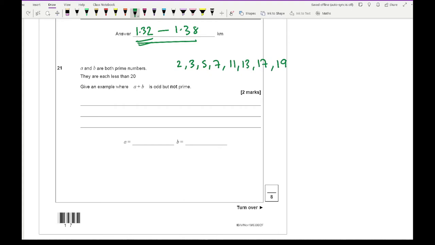So what I need to do is add them so that it's odd but not prime. Now the only way I'm going to get an odd number is if I'm definitely going to use 2.